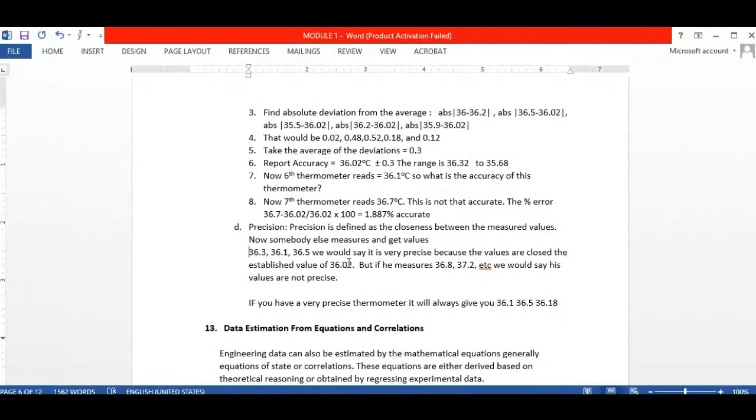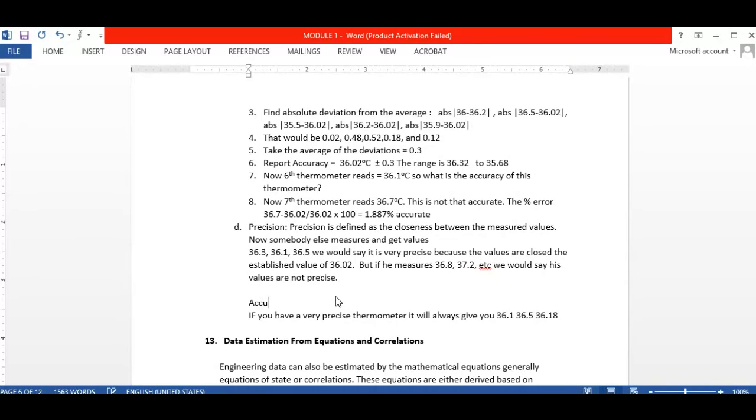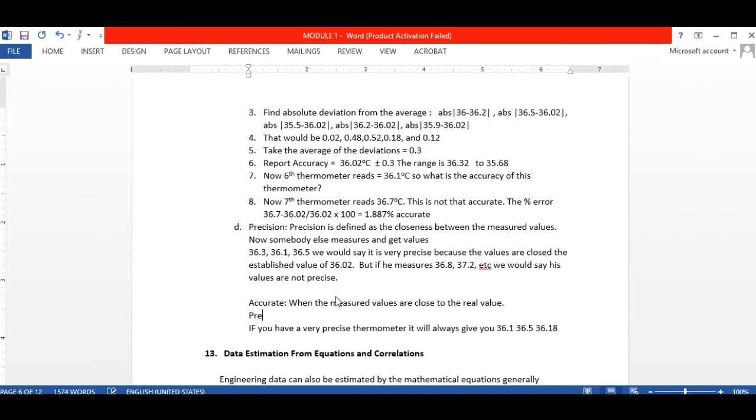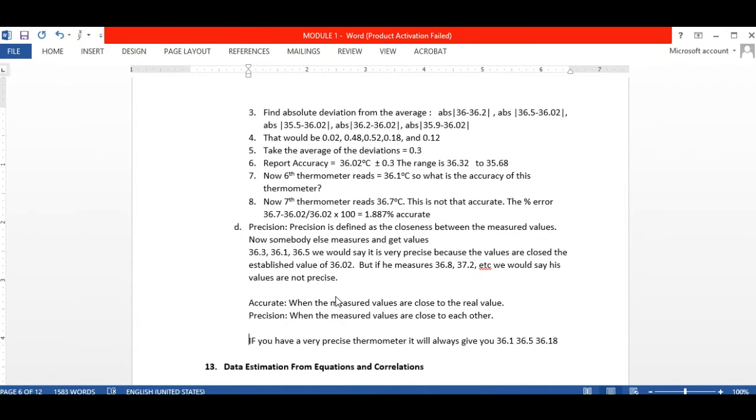Precision means all the values that you measure are very close to each other. When the values are close to each other, you say the precision is high. When the values are close to the real value, you say it is accurate. Accuracy is when the measured values are close to the real value. Precision is when the measured values are close to each other, not to the real value. Maybe they are far from the real value, but if they are close to each other, it means they are precise. You can note this down now.